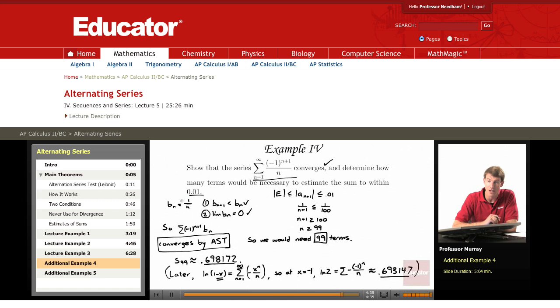So just to recap there, what we were trying to show is how many terms do we need to estimate the true sum to within 0.01? Well, we have this error formula that says the error is bounded by the first term that we cut off, the n plus 1 term. So we set that less than 0.01. We'd like the error to be less than 0.01. We solve that out and we get a value of n, and that tells us how many terms we need to take to estimate our sum.